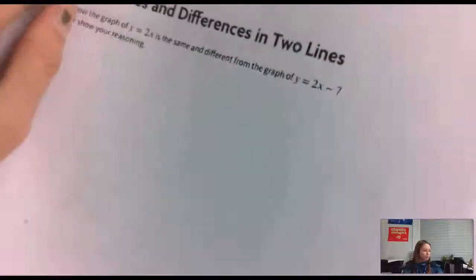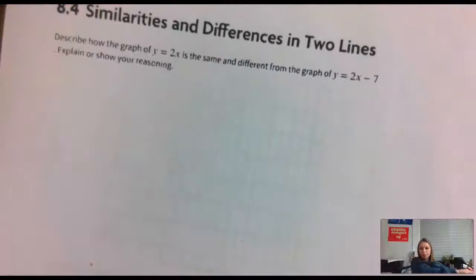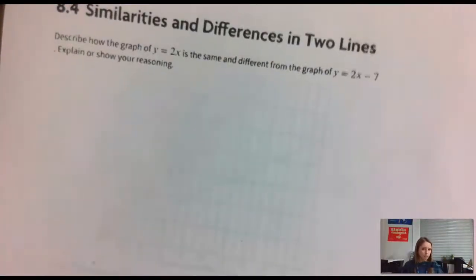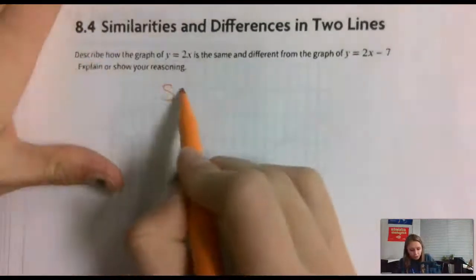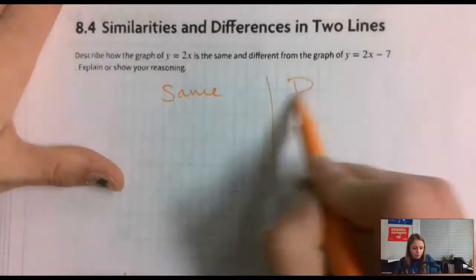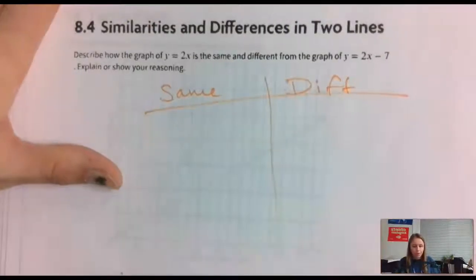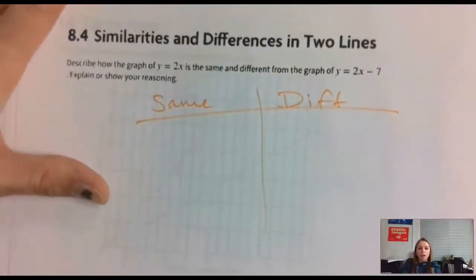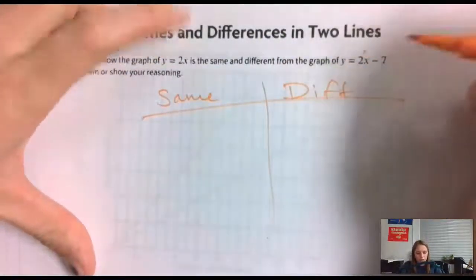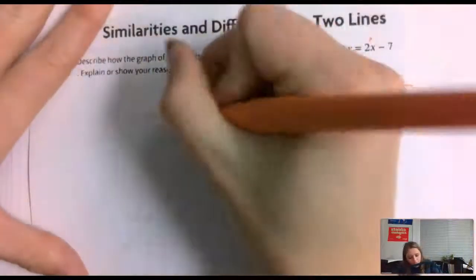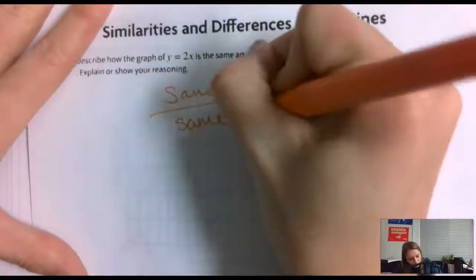Alright, last one here. So it says, describe how the graph of y equals 2x is the same and different from the graph that has y equals 2x minus 7. So same, and then let's do different. Okay? Alright, so if we look here, that 2 represents the slope in both of those. So they have the same slope.